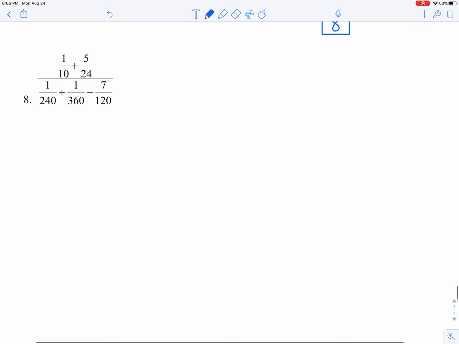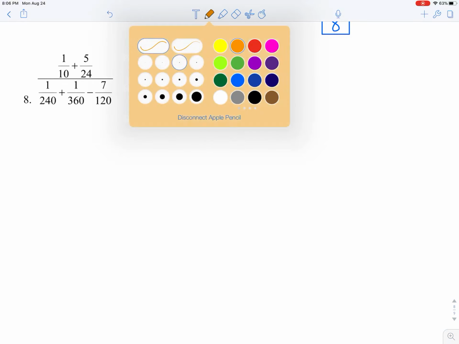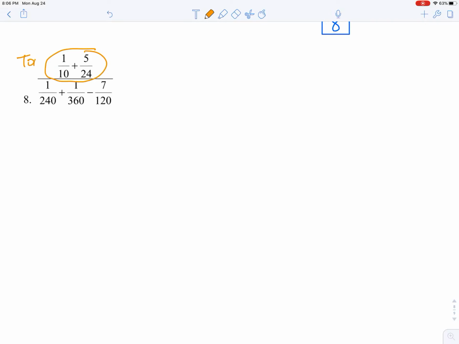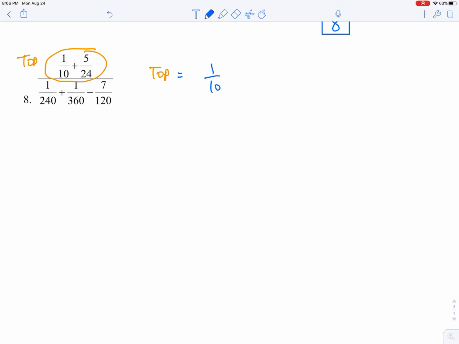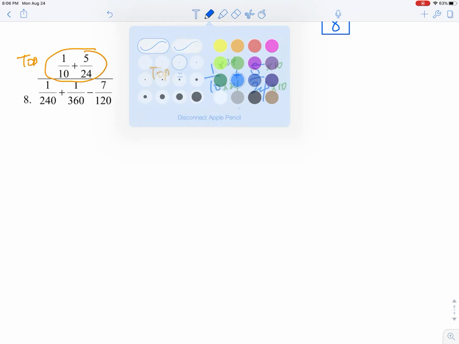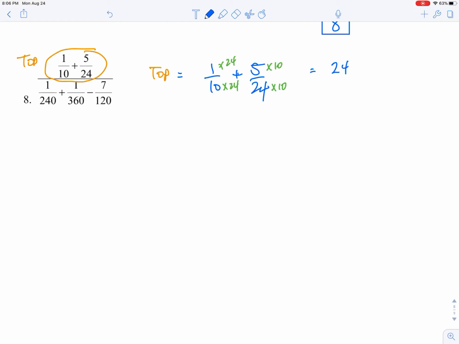Last question. Again, I'm going to split it into the top and the bottom. So there's my top. Let's figure out what the top is first. The top is 1/10 plus 5/24. There might be something smaller, but I'm just going to do that times 24 and that one times 10. So I get 24 over 240 plus 50 over 240. That gives me 74 over 240.